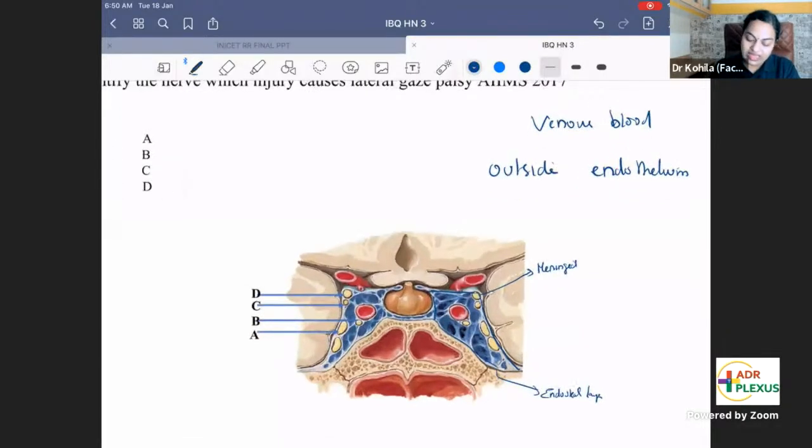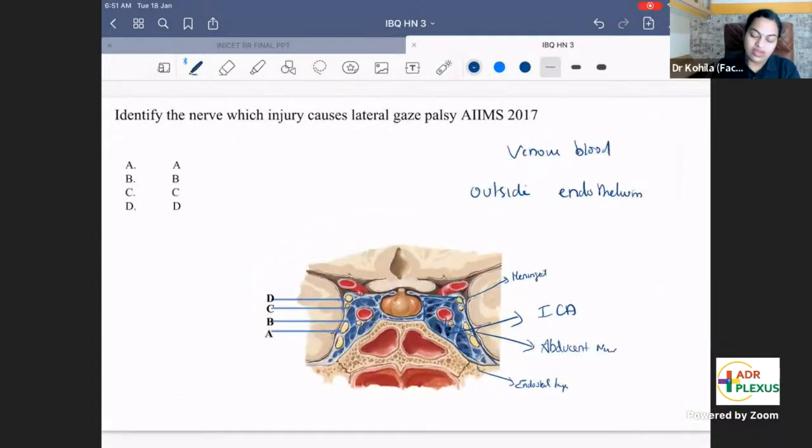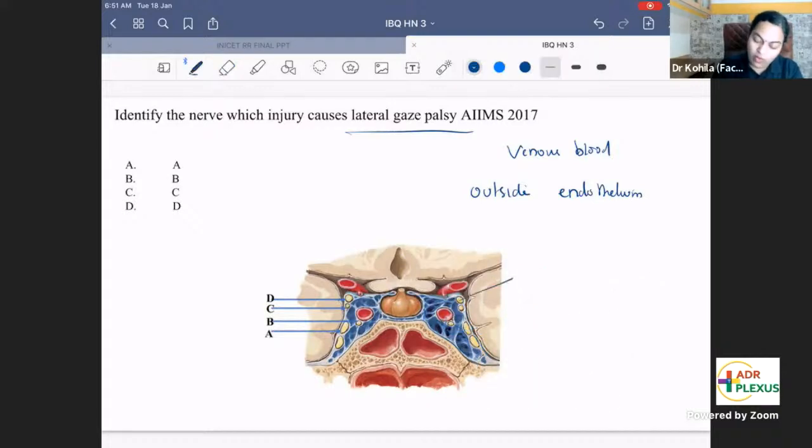Okay, so in the floor of the cavernous sinus, you get to see the internal carotid artery. Inferolateral to it, that will be the abducent nerve. Injury to the abducent nerve will cause difficulty in abduction of the eyeball, right? And in the lateral wall of cavernous sinus, outside the endothelium, what are the nerves there? The one topmost will be oculomotor nerve.